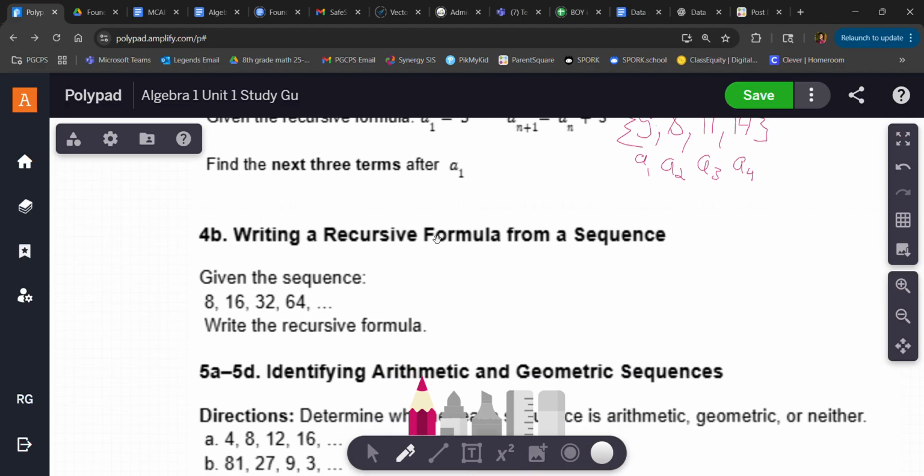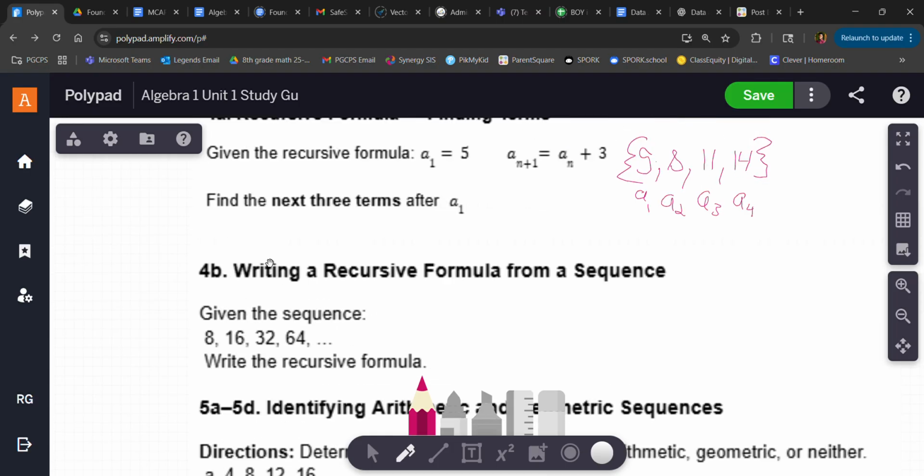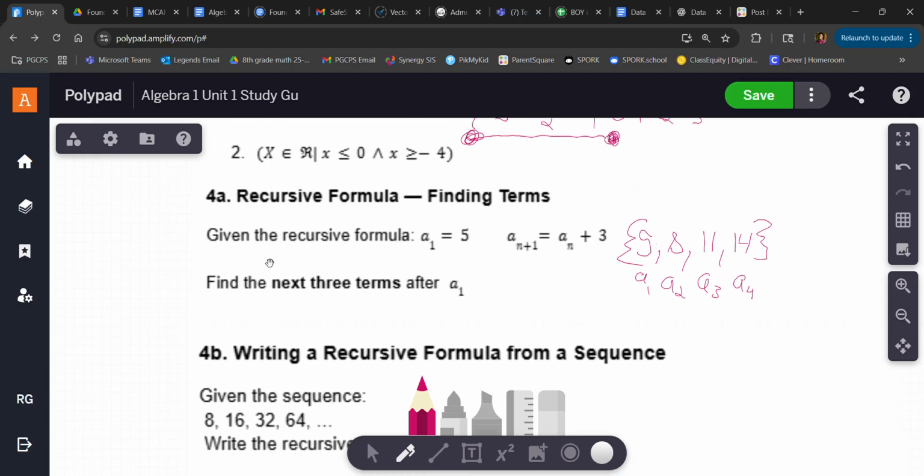For 4B, given the sequence 8, 16, 32, 64, write the recursive formula. Now, the recursive formula needs 2 things. We look at 4A, you need the first term, and you need what you were adding to it or subtracting from that first term, or what you were multiplying or dividing. If you're adding and subtracting, we call that an arithmetic sequence. If you are multiplying and dividing, we call that a geometric sequence.